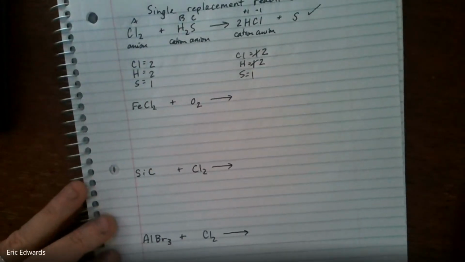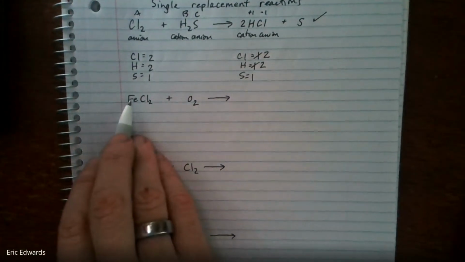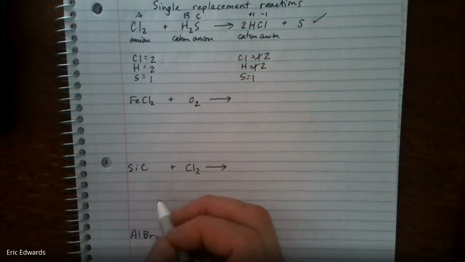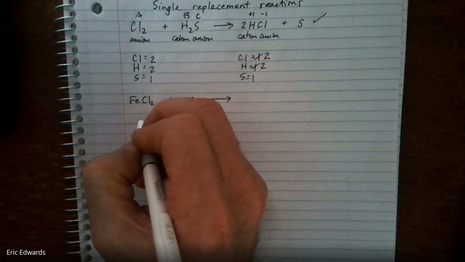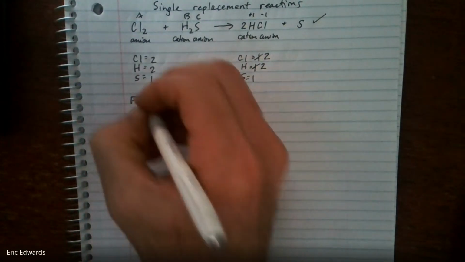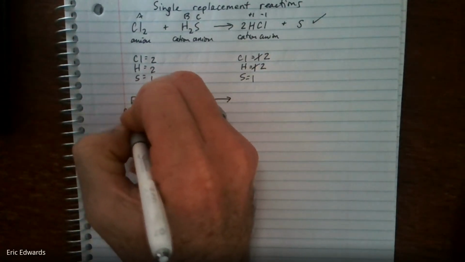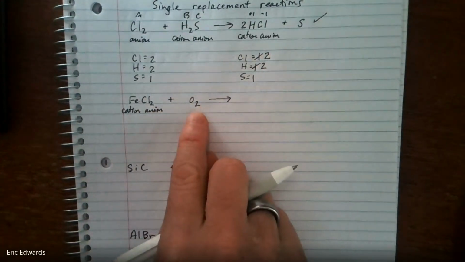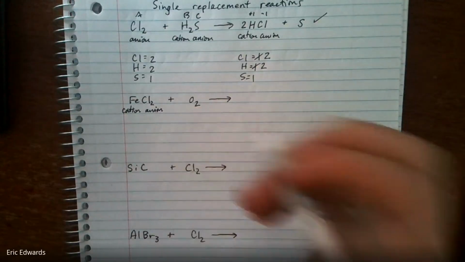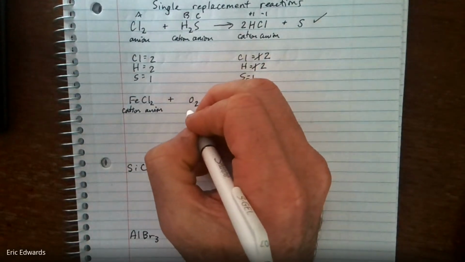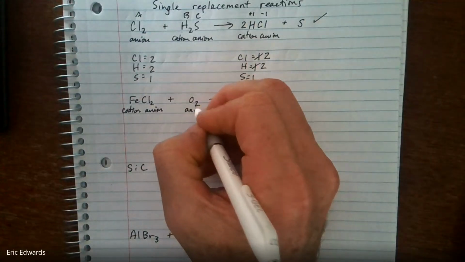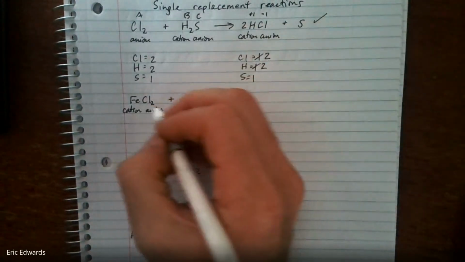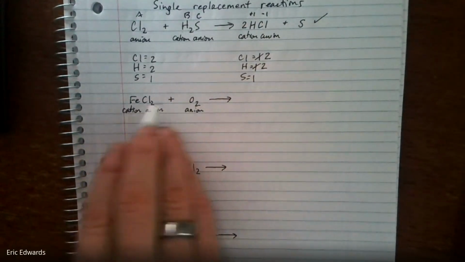The second one we've got is iron(II) chloride plus oxygen gas yields something else. So what do we have here? We have a cation again. This is an anion. And if I'm going to substitute oxygen in, it's going to replace the anion. So we've got the anion here, and we're going to switch these two. We're going to switch the chlorine and the oxygen.